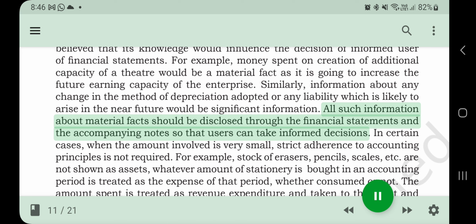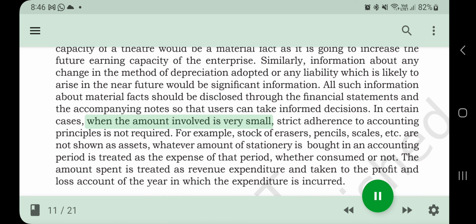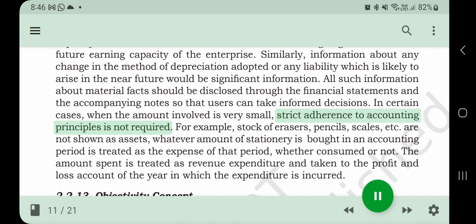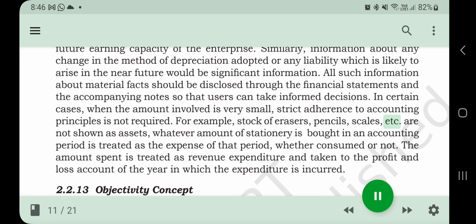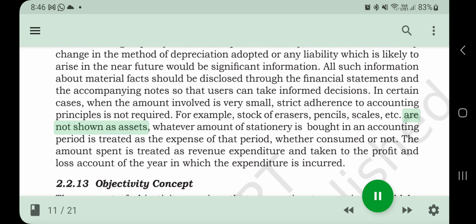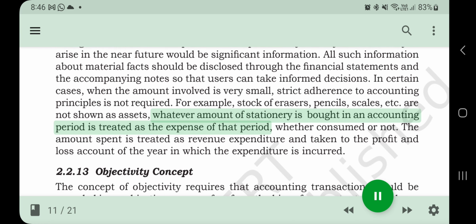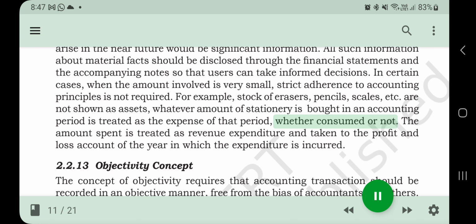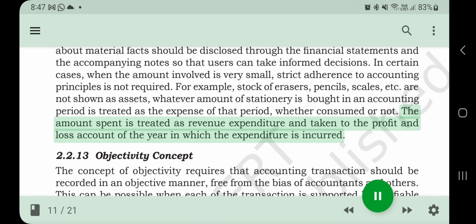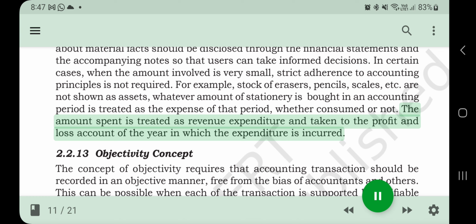In certain cases, when the amount involved is very small, strict adherence to accounting principles is not required. For example, stock of erasers, pencils, scales, etc. are not shown as assets. Whatever amount of stationery is bought in an accounting period is treated as the expense of that period, whether consumed or not. The amount spent is treated as revenue expenditure and taken to the profit and loss account of the year in which the expenditure is incurred.